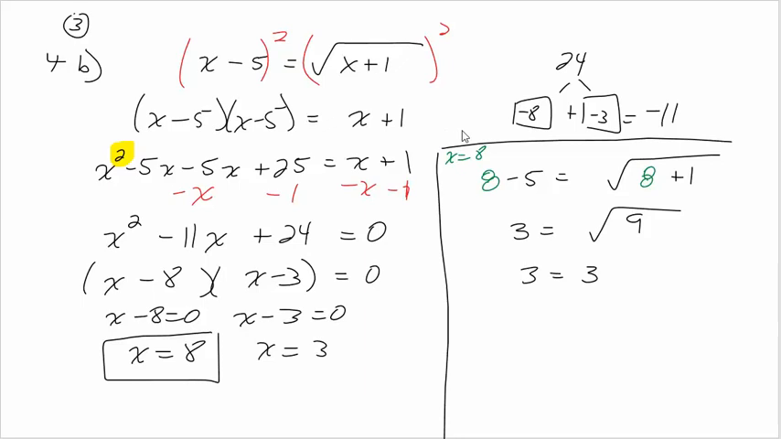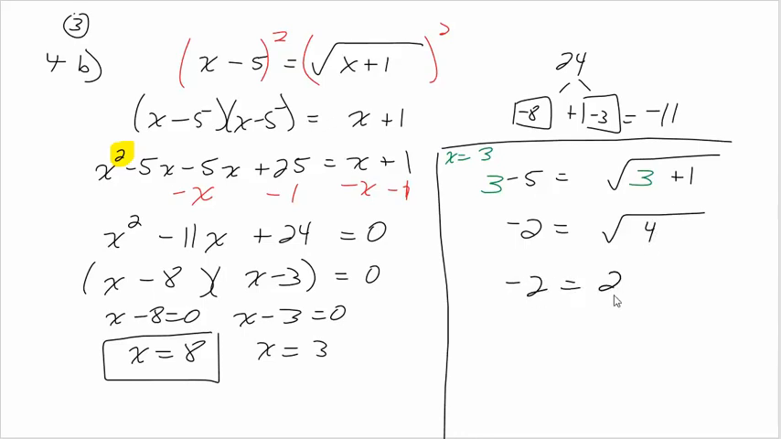Alright, let's check x equals 3 and see what happens. So if x equals 3, put that in for my x's. I get 3 minus 5 is negative 2, and 3 plus 1 is 4, and the square root of 4 is positive 2. These are not equal, so that means that 3 is not an answer, and the only answer is 8. So we always have to check when we're dealing with radicals.